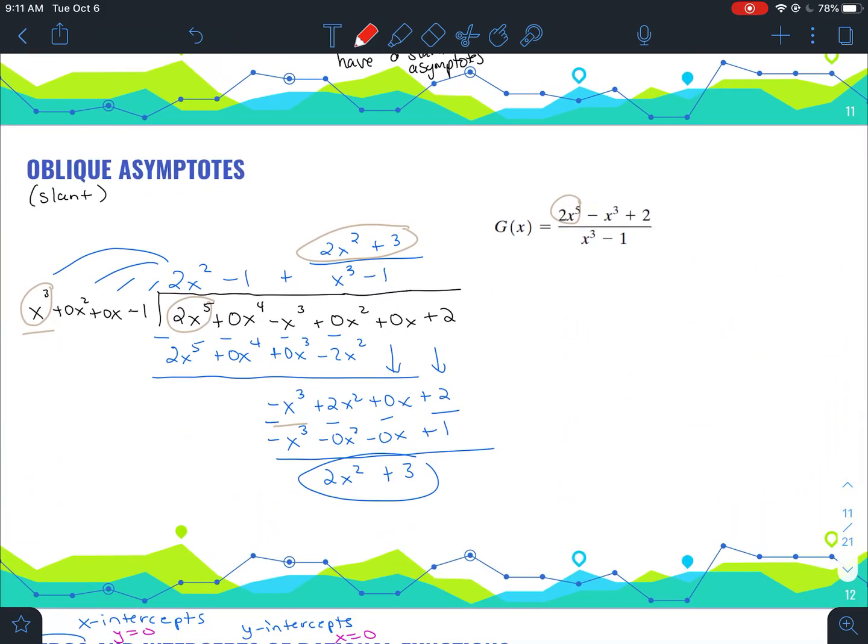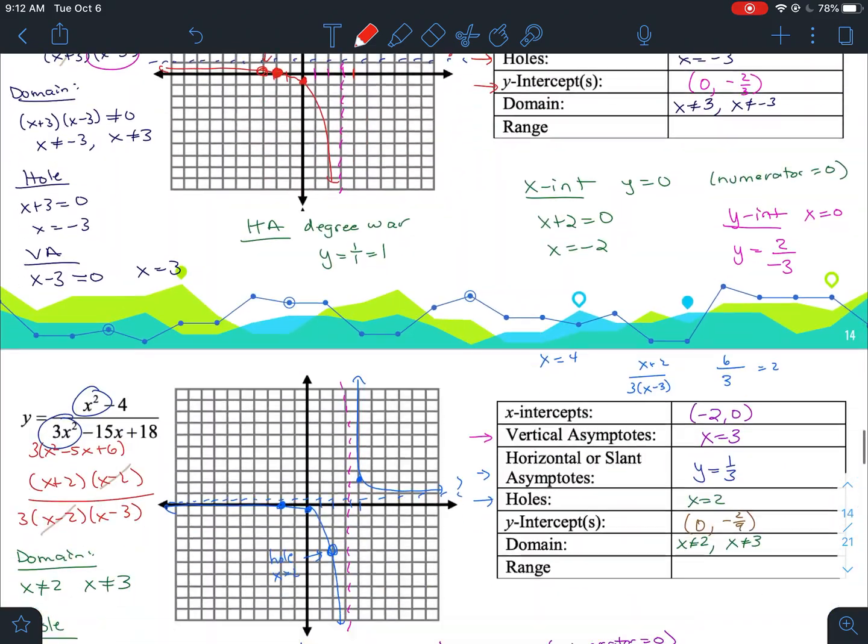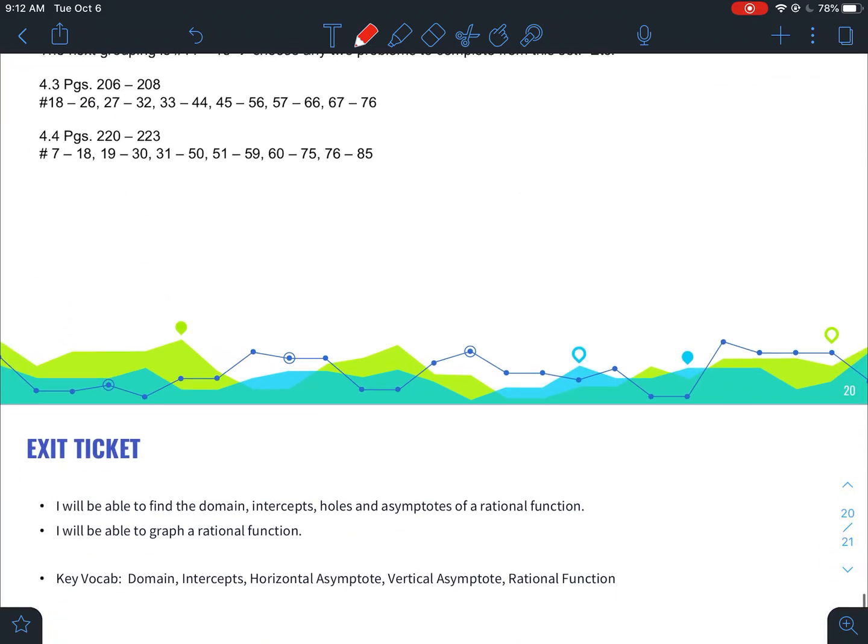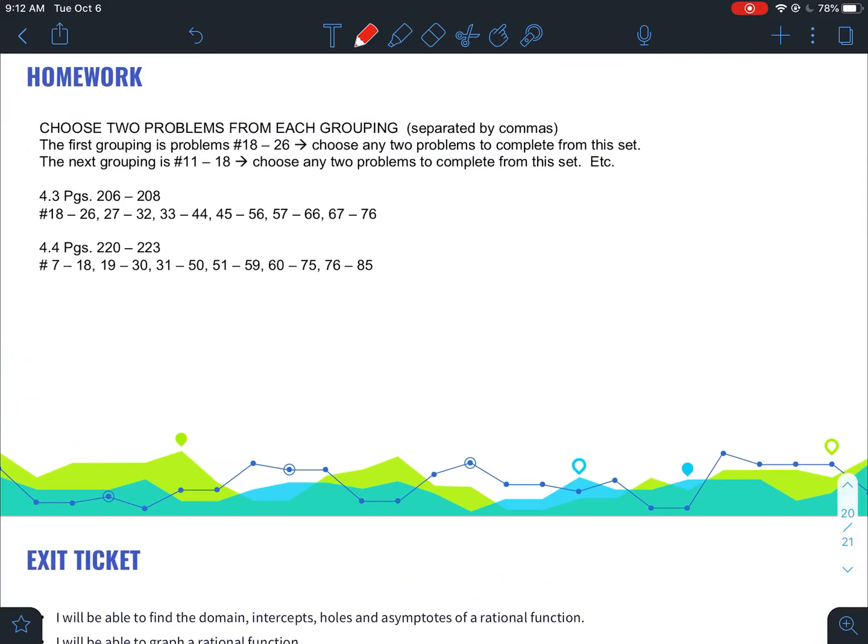Let's go back up to where I talked about slant asymptotes, oblique asymptotes, before. Nope, that's 2x squared as well. We're going to have to review oblique asymptotes again during the live lesson.